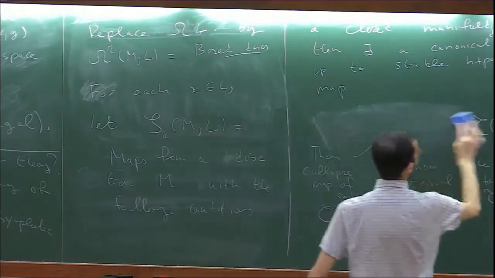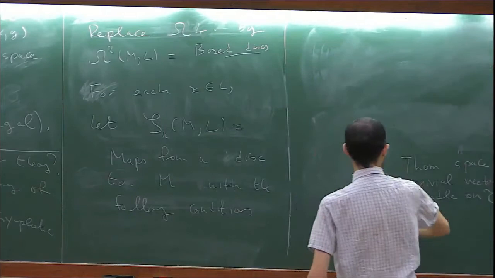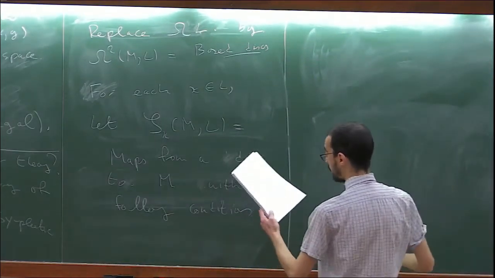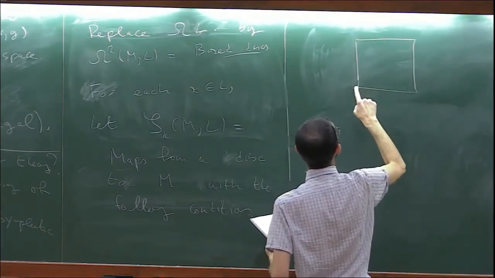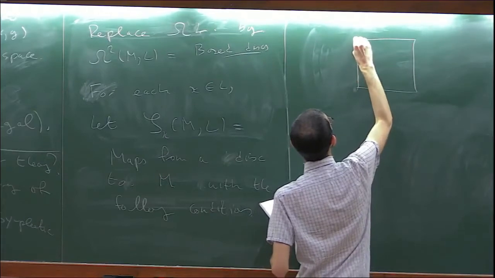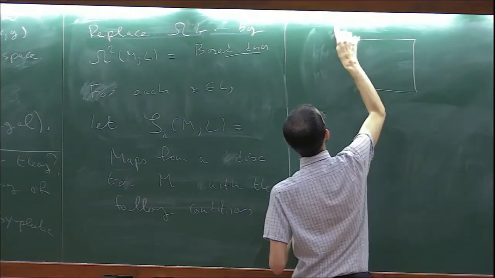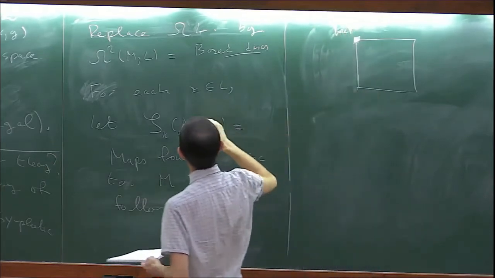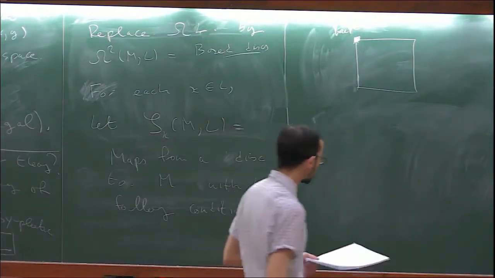So I'm going to draw something now. We take disks, and instead of thinking of disks as circles, we think of them as squares. I want this corner here to go to the base point. Remember, I have a base point in L fixed. I want that corner to go to the base point.